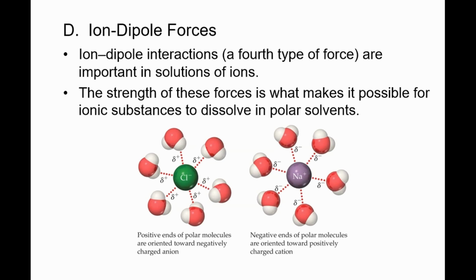So oxygen is more electronegative than hydrogen, so water has a net dipole. You can think of a partial positive charge on the hydrogens. And so here you see the hydrogen ends of water orienting themselves towards the negatively charged chloride. Out here on oxygen we have a negative charge, and those orient themselves to counterbalance that positive charge on sodium.